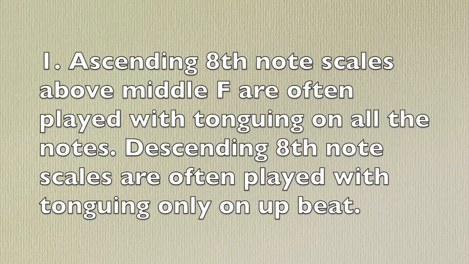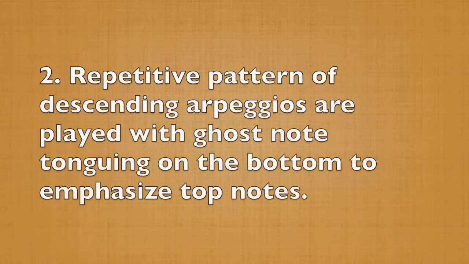And you can find some system in John Coltrane's articulation. Firstly, ascending eighth note scales above middle F are often played with tonguing on all the notes. Secondly, descending eighth note scales are often played with tonguing only on the upbeat. Number 3, repetitive patterns of descending arpeggios are played with ghost notes on the bottom to emphasize the top notes.